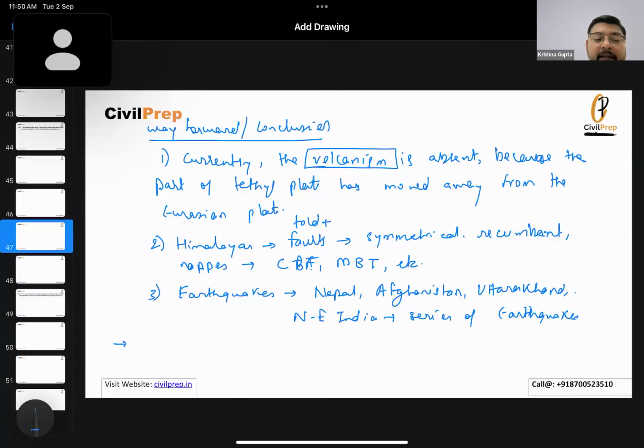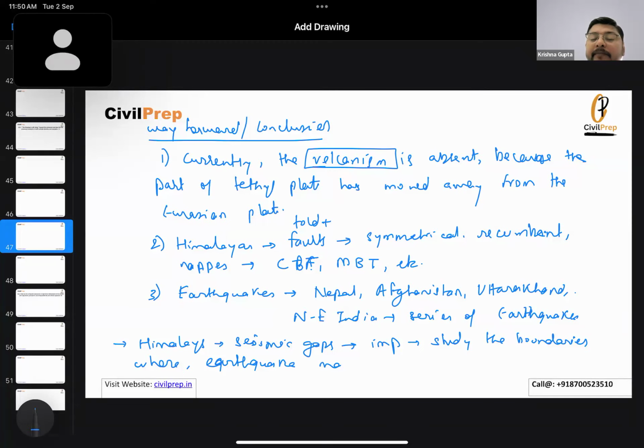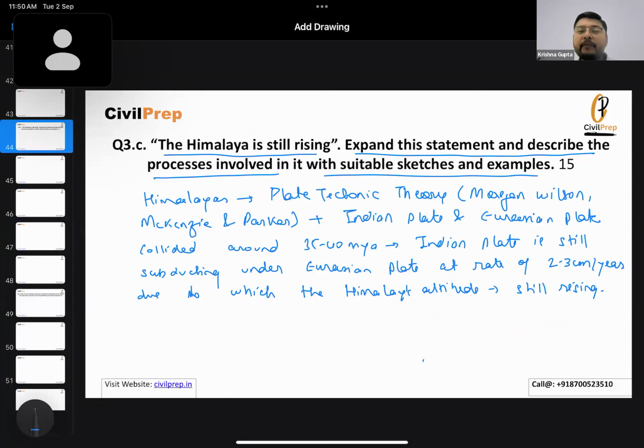So we will see that the Himalayas consist of certain seismic gaps. These seismic gaps are important to study the boundaries where earthquakes may occur. In this way we can conclude our answer with a way forward or a conclusion. It is up to you how you frame that particular answer. This is quite an important question consisting of plate tectonic theory, and it is also suitable for planning in the region because the Himalayas is still a fragile region.